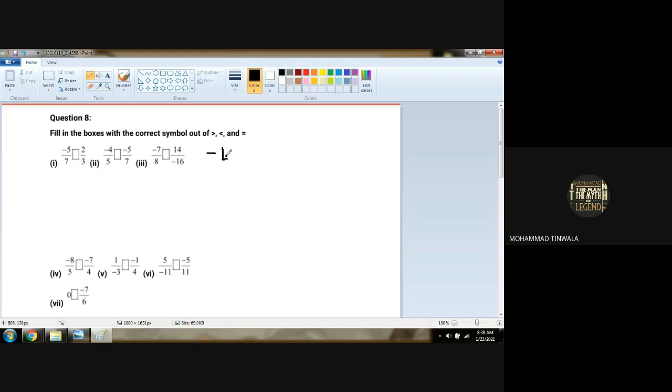First, I will do 4/5. And if I say -5/7, in this we cannot directly place which one is greater, which one is smaller.